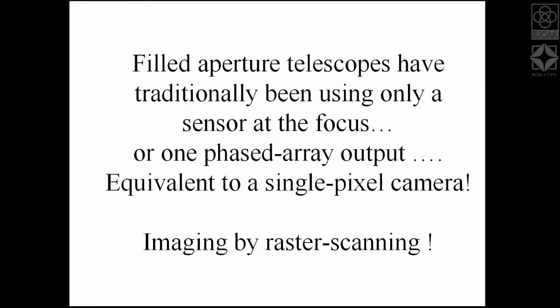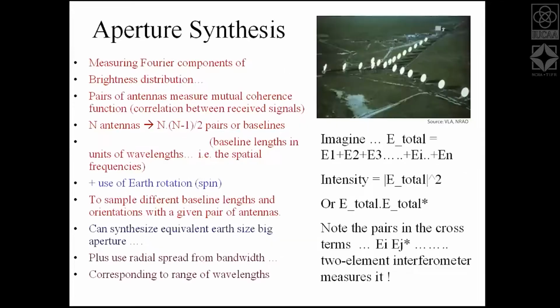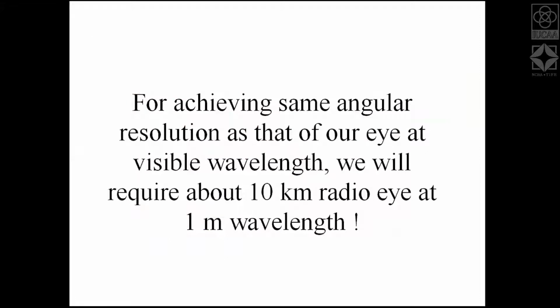All right. So just to remind, we mentioned that we have been using single pixel cameras in the field aperture cases, and the painful raster scanning is a very laborious way of making images. We can do something better. Ideally, what we require is to build a big telescope to study the sky at very fine resolution at radio wavelengths. It's a daunting task, almost impossible to get the same kind of resolution as our eye has at optical wavelengths.